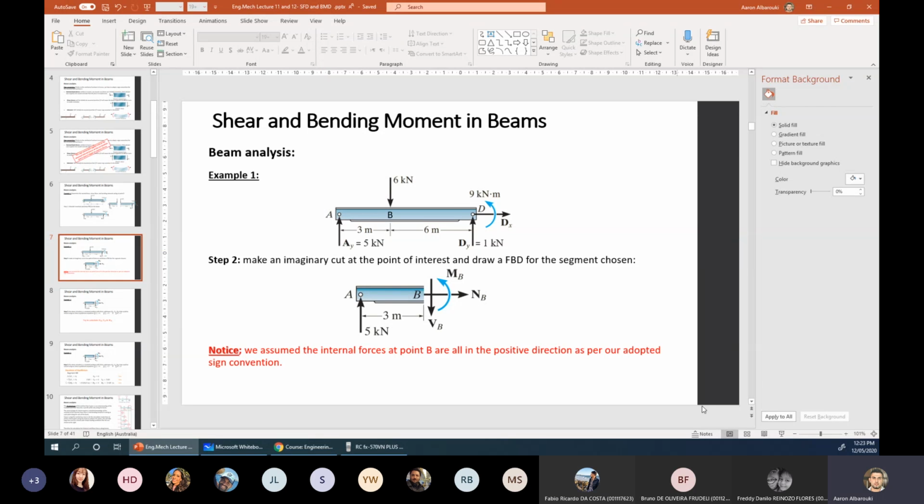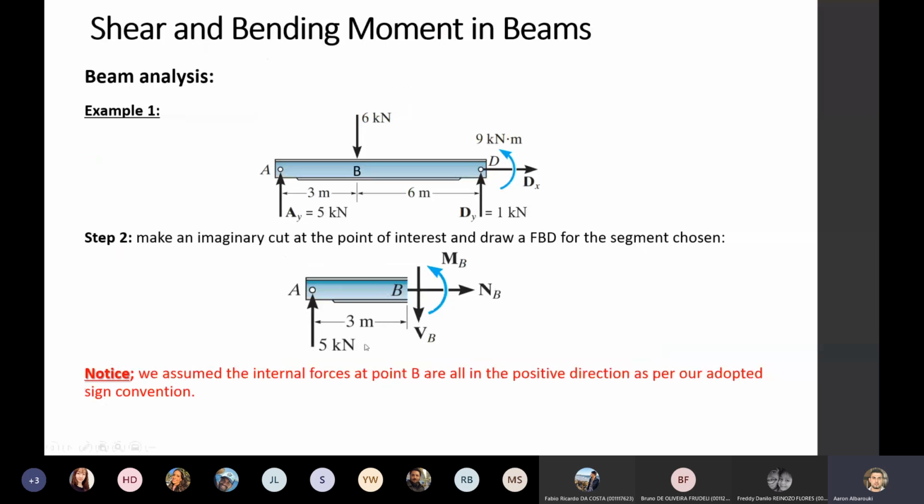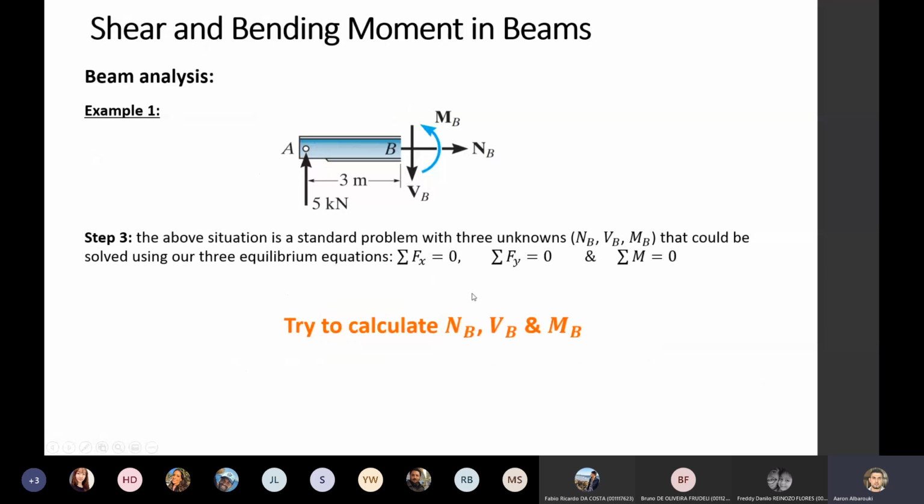So by looking at the free body diagram of this part here, 5 kilonewton, I've assumed all of those positive direction. Now look at it, I've got 3 unknowns: the moment, the shear force, and the normal force. And I do have 3 equations to solve. Sigma Fx equals 0 for this free body diagram. That will make straight away this force equal to 0. Sigma Fy equals 0. That will give me straight away the value of the shear force, 5 kilonewton. Look at it, 5 up, this will be 5 down. We assumed it in the correct direction by coincidence.